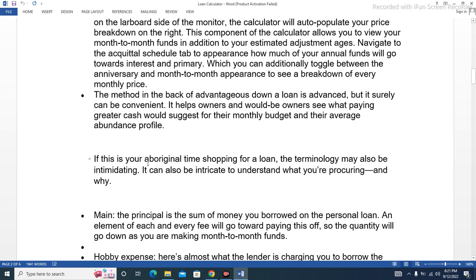If this is your first time shopping for a loan, the terminology may also be intimidating. It can also be intricate to understand what you are procuring and why.